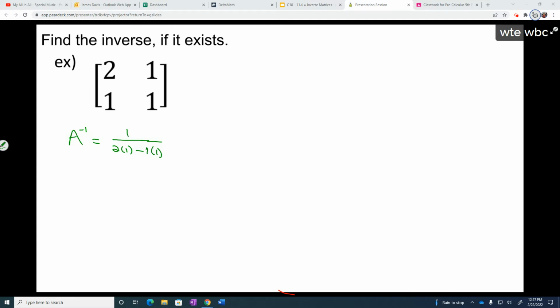And then we do the matrix. We switch 2 and 1. Swap. And then these other 2 ones, they change signs. Then we're just going to be simplifying from there. So this is just 2 minus 1, so it's going to be one half times this matrix.